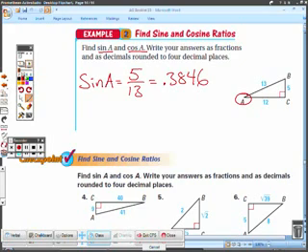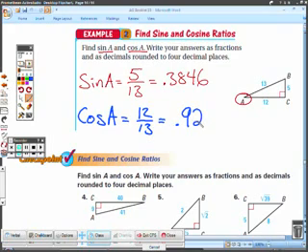Cosine of A. 13. Looks like you're beating me. 9, 2, 3. He said 1. I don't see a 1 on my calculator. That's right. Good job. Thumbs up. All right, try the checkpoint.